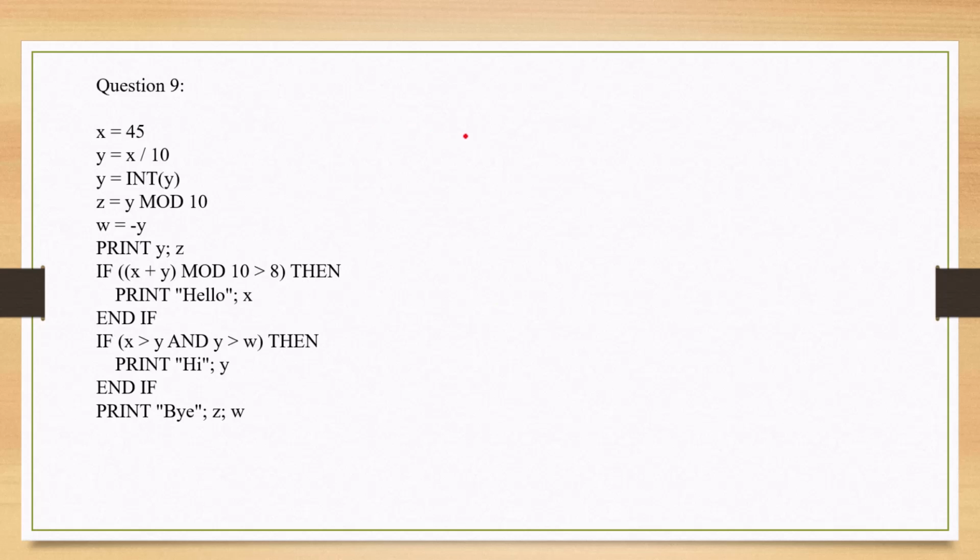In the ninth question, we have x, y, z and w. So making column for x, y, z and w. 4 columns will be there. Output I am writing here. If will connect to the end if, again if connects to the end if.